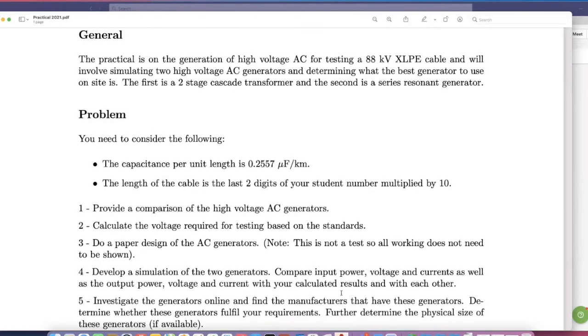Right, so we need to provide a comparison of the generators. You need to calculate the voltage required for testing based on the standards. You'll have to look that up.